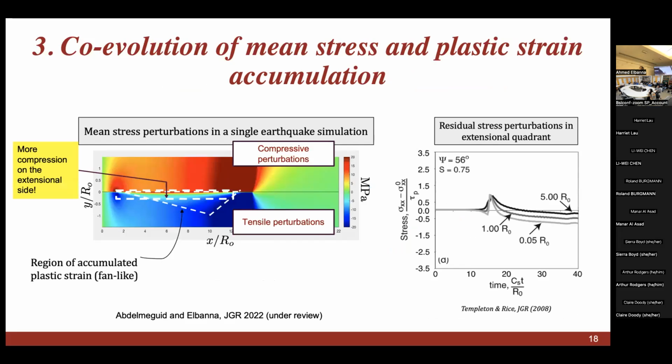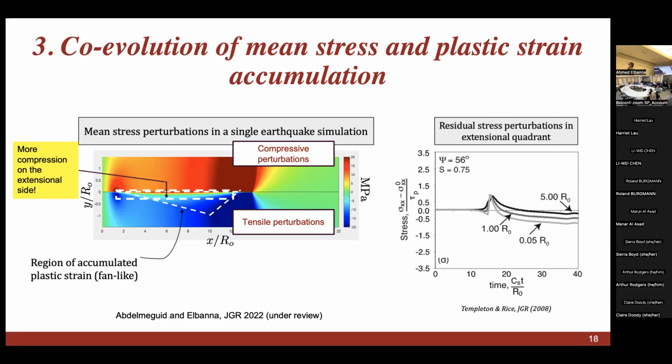The third mechanism, which was really interesting as well, is the co-evolution of the mean stress and the plastic strain accumulation. You see here, for example, an example of a single dynamic rupture, just to illustrate the point. This dashed triangular fan-like region is where the plastic strain is accumulated. But then I'm highlighting in this dashed rectangle a region where, once plasticity has accumulated, you actually get increased compression. So when the plasticity is accumulating on the tensile side, you get increased compressive perturbation, and that carries over to the next cycle. And this was highlighted in a previous study by Templeton and Rice.